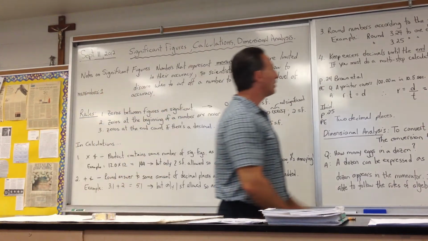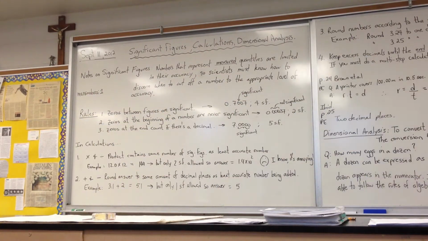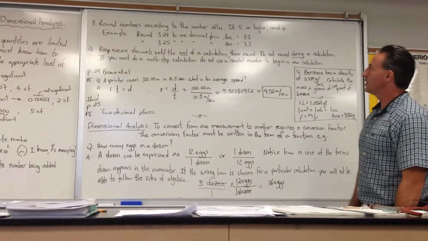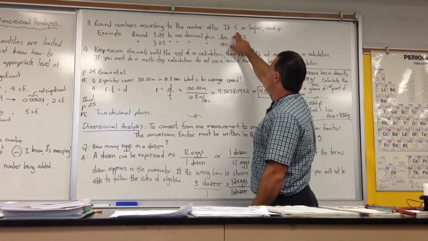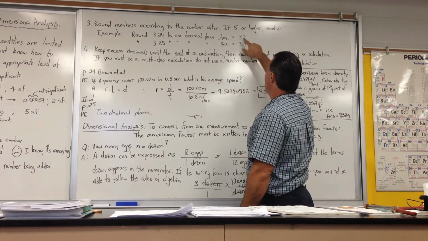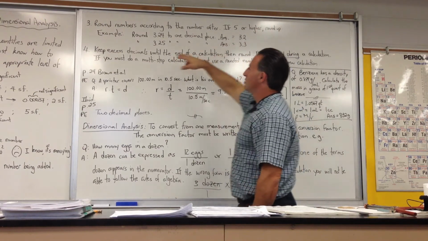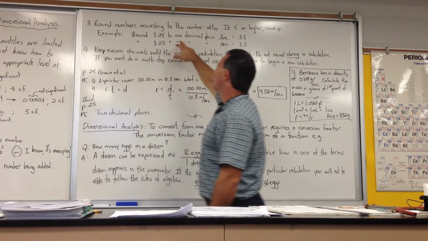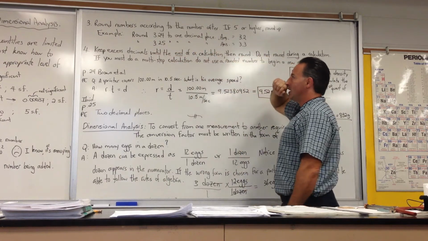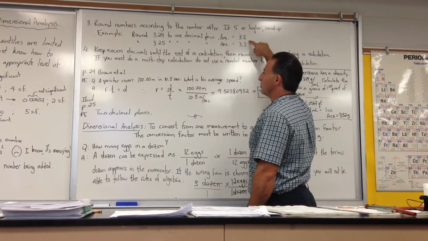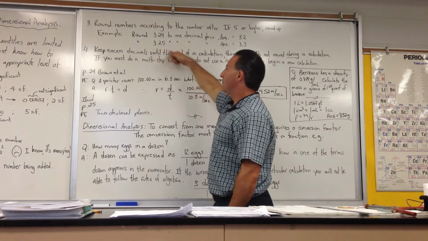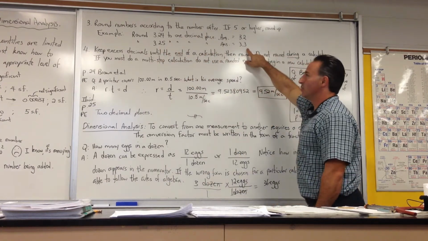Moving on to the next board, the third rule says that you round numbers according to the number after. Okay, so if you have 5 as the second number after the one that you're going to round, you round up. So here's an example. You have the number 3.24 and you want to round down to 1 decimal place, the answer is going to be 3.2. If on the other hand you have 3.25, you would round up and the answer would become 3.3.